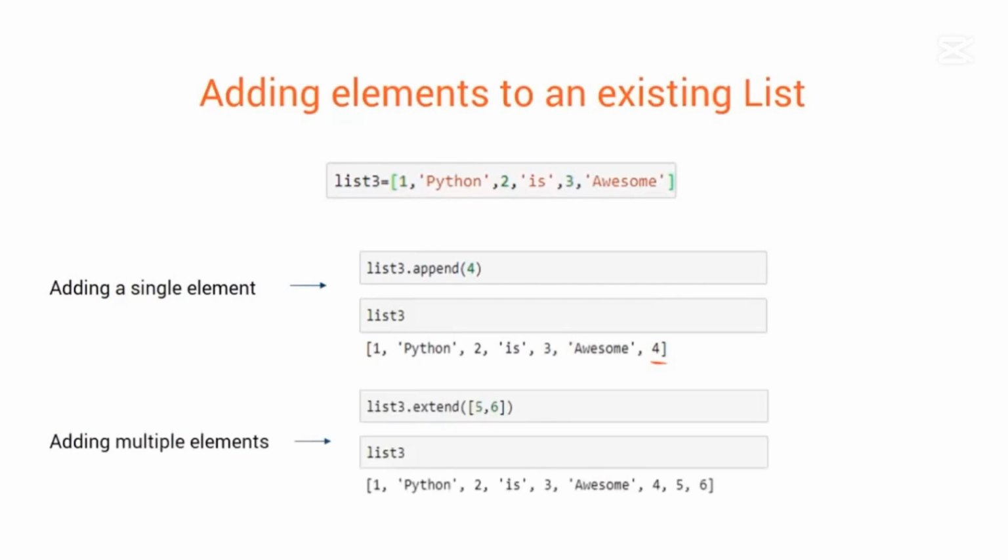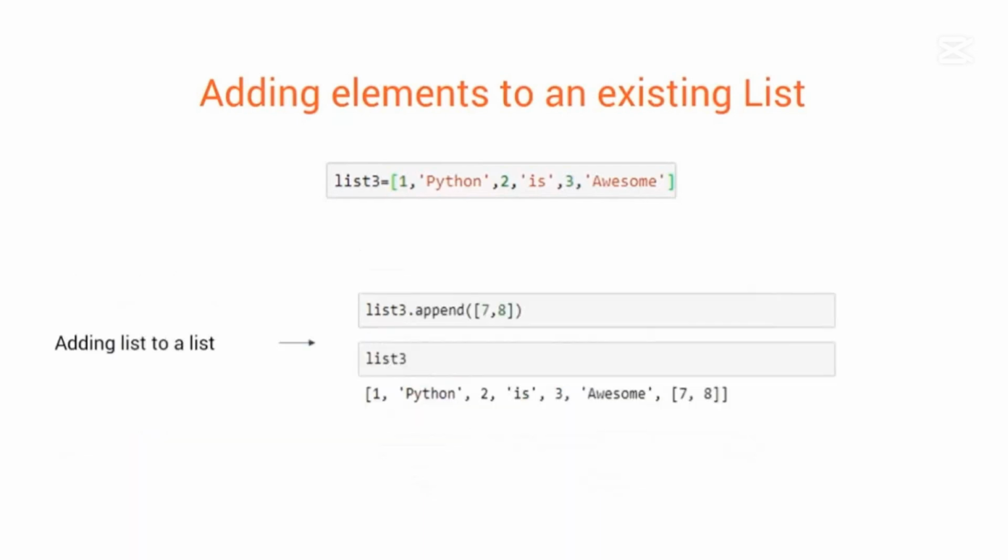We can also add multiple elements to a list. For adding multiple elements, instead of the append function, we'll be using the extend function. Care has to be taken that the extend function takes a list as its input, in comparison to append, which takes just a number as an input. Now when you do list 3 dot extend 5 comma 6, it will extract each element out of this list and add it to list 3. First it will extract 5 and add it to list 3, then it will extract 6 and add it after 5. So this is how you can add multiple elements to a list.